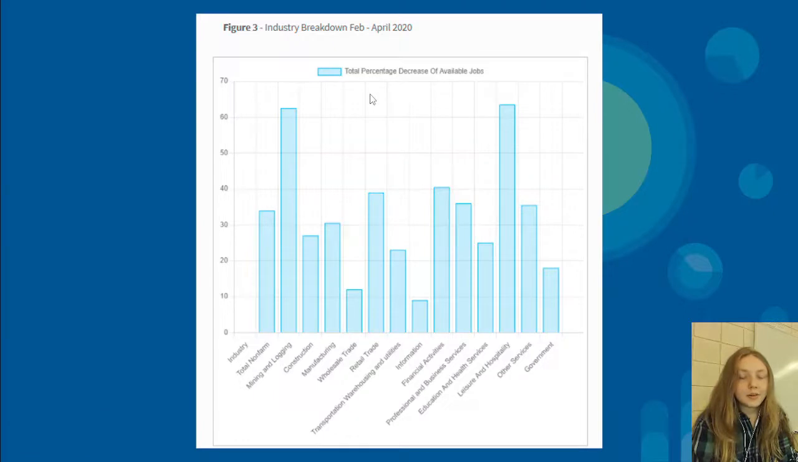So this is a graph of some information from that previous database, and this graph shows the total percent decrease of available jobs per industry. So the 14 different industries are labeled here on the bottom. So you can see on the lower end, there's the information industry and the wholesale trade industry. Some of the higher ones we can see are the leisure and hospitality industries. And then everything else during COVID-19 kind of falls a little bit in the middle in terms of how the available jobs decreased.